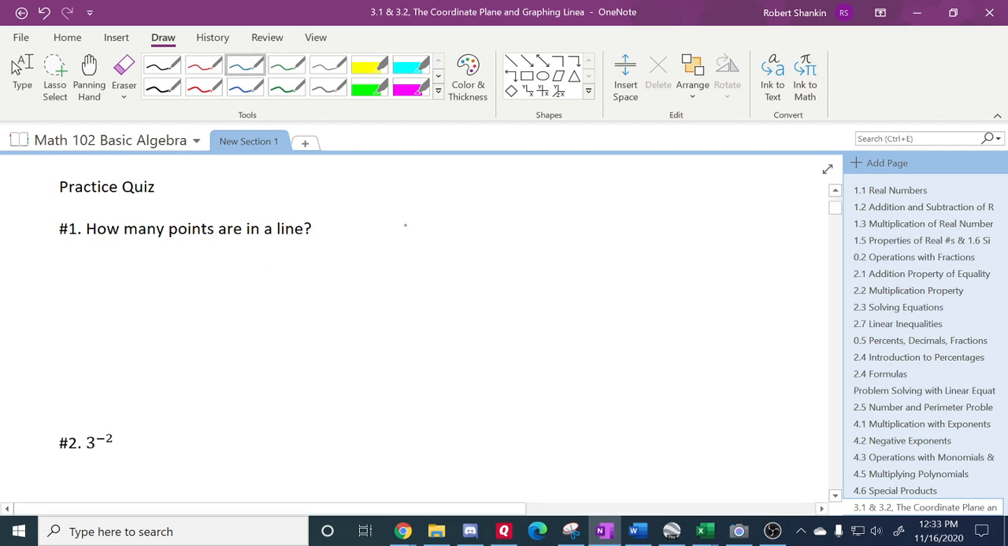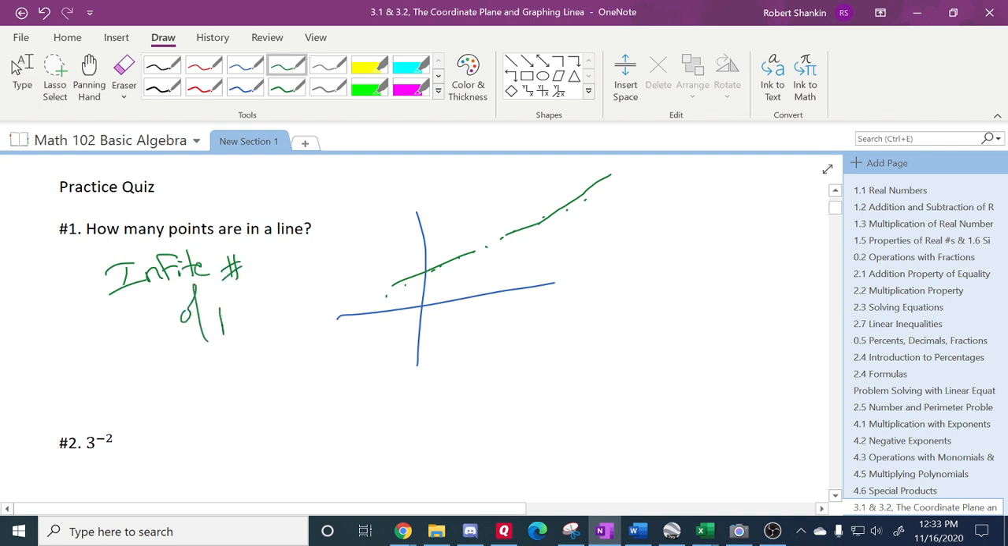Alright, so this first one, how many points on a line? We tend to think of lines not necessarily as points, but you can think of them as a whole bunch of points placed together. And they just happen to all line up on a line. And if you think of it like that, it's an infinite number of points. And this perspective of a line that is really just a whole bunch of points that happen to line up together is what we're going to be using later on today in the new section.